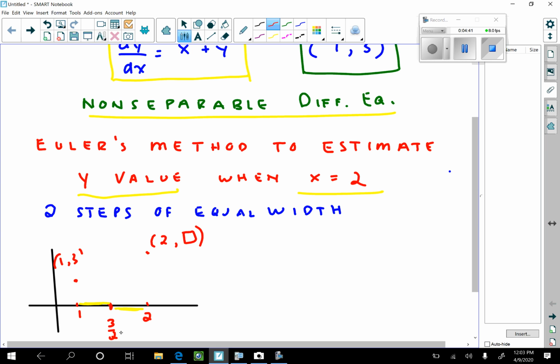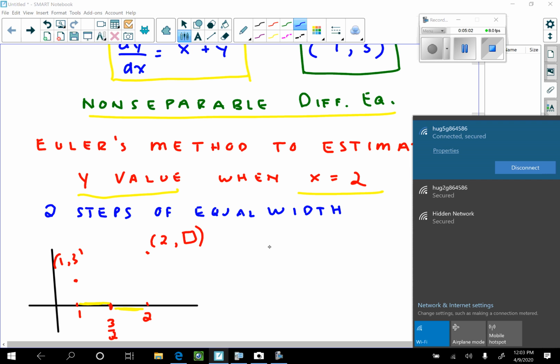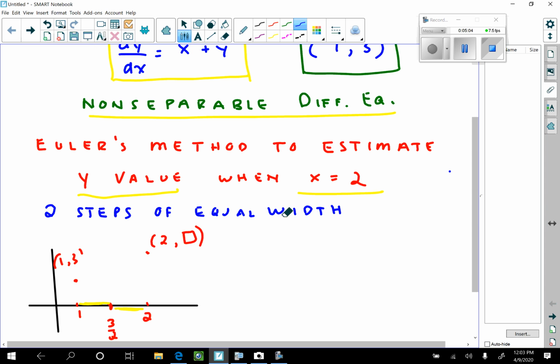So I'm going to start at (1, 3). How do you use Euler's method? I'm simply going to create 2 tangent lines. Euler's method uses tangent lines. It's another way to do tangent line approximation. So I'm going to go with tangent line 1.